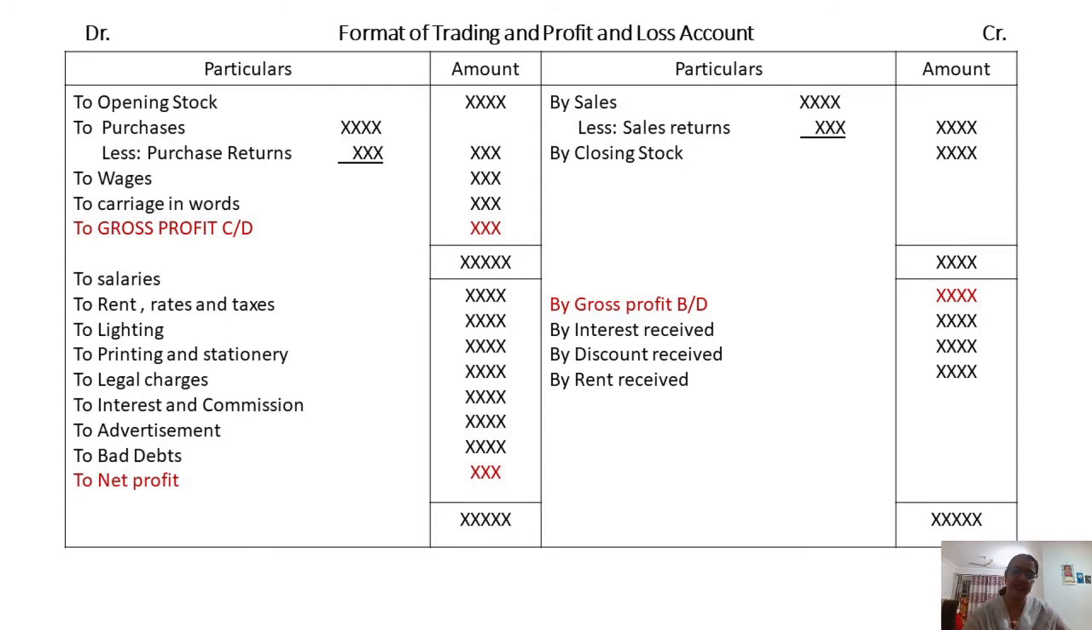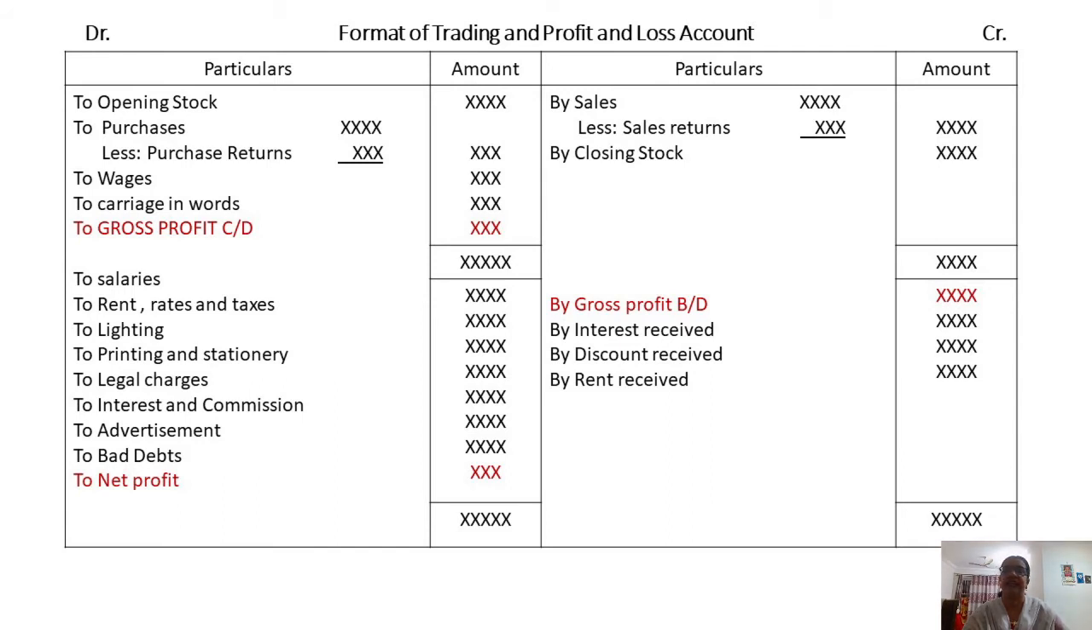Then on the debit side, we will take all indirect expenses. What is indirect expenditure? Any expenditure incurred while selling the goods, any expenditure incurred in the office and administration procedure, and any expenditure incurred on selling and distribution of the goods. That is office and administrative expenses. Selling and distribution expenses are considered as indirect expenses.